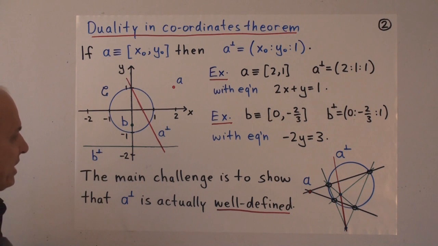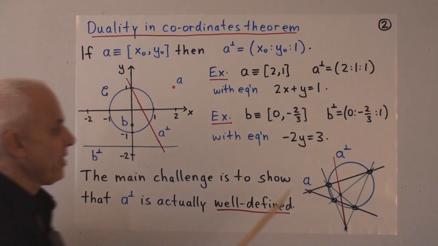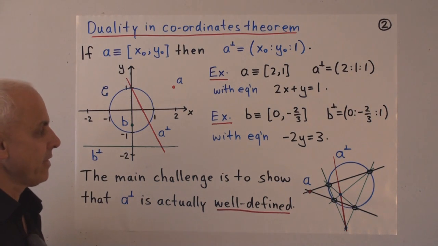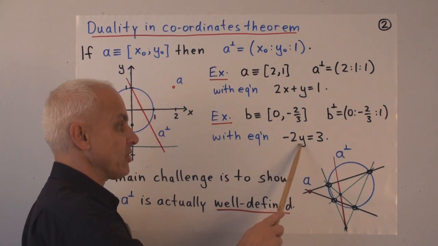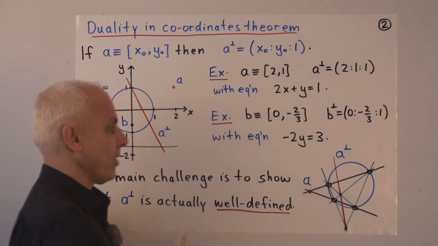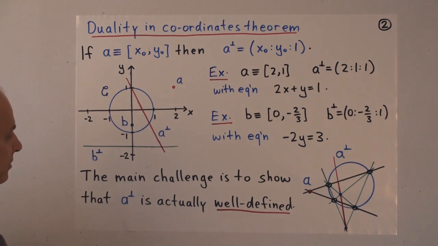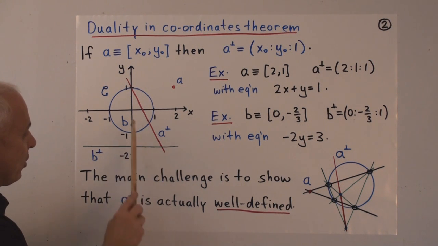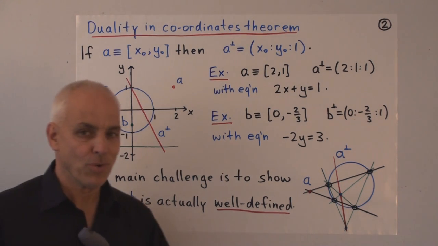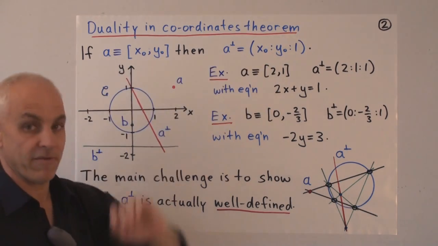Here's another example of a point B. It's inside the circle now. It's 0, minus 2/3. According to the theorem, the dual is 0, minus 2/3, 1. And that's a line with the equation 0x minus 2/3 y equals 1, or once we multiply by 3, minus 2y equals 3. So that's the line y equals minus 3/2, which is down there in green. And that does look, I hope to you, like the dual line to this point B here. So algebraically, this dual idea is very simple in Cartesian coordinates. It's surprisingly simple and very natural.